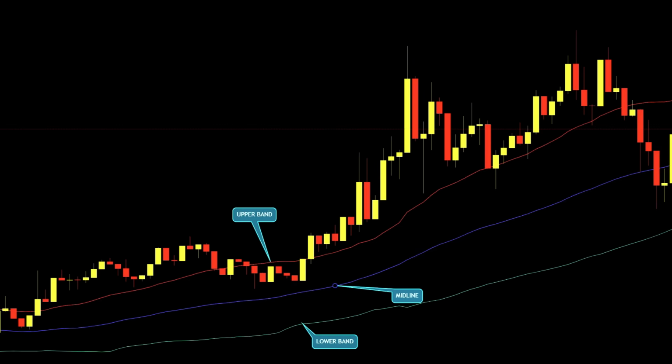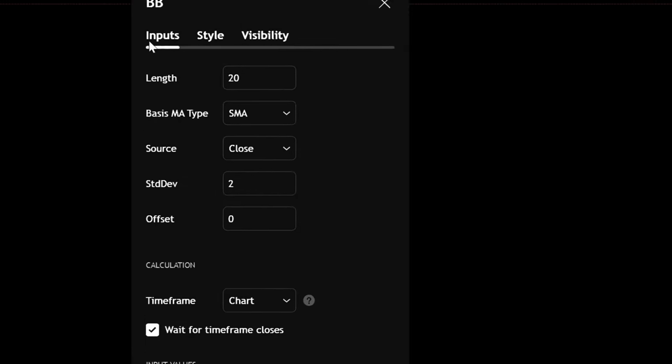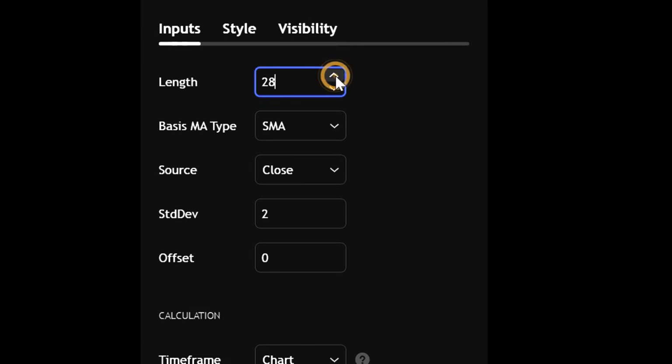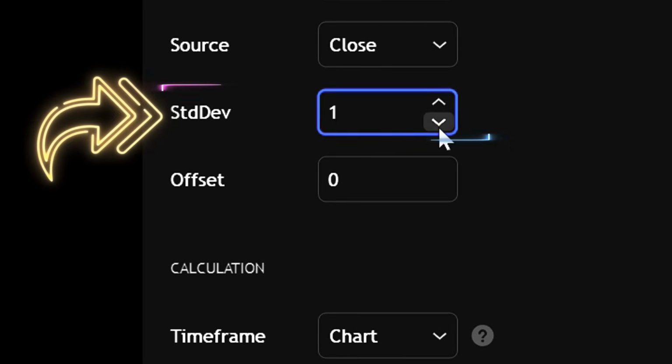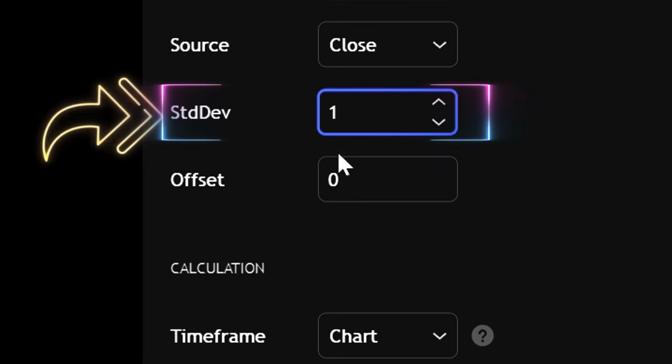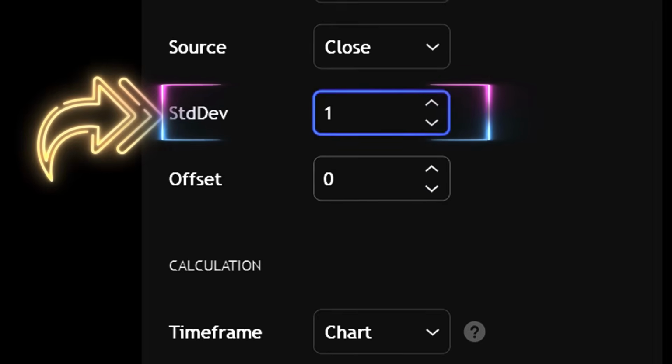But here's the thing, we're not going to use the standard settings today. We're going to tweak them for this specific approach. So go ahead and open up the settings for the bands. Then under the inputs tab, we're going to make two little changes. First, change the length to 55. We'll leave the other stuff the same. But the main adjustment is changing the standard deviation from 2 down to 1. This just gives us a tighter look at the price action for what we're trying to do.